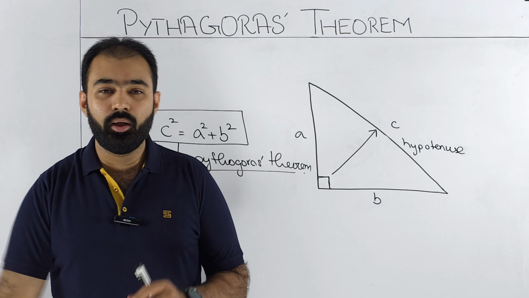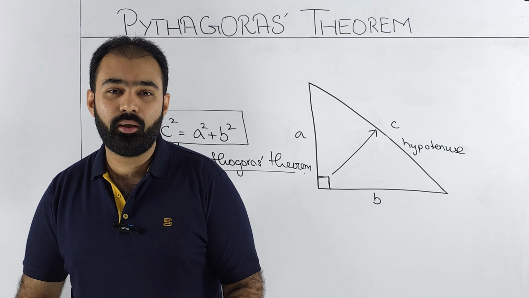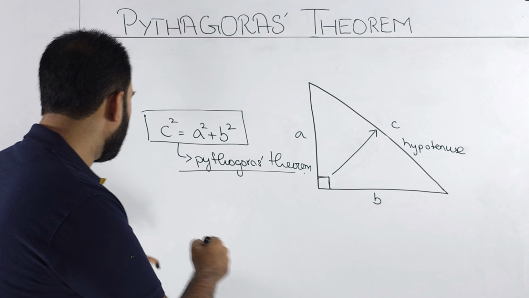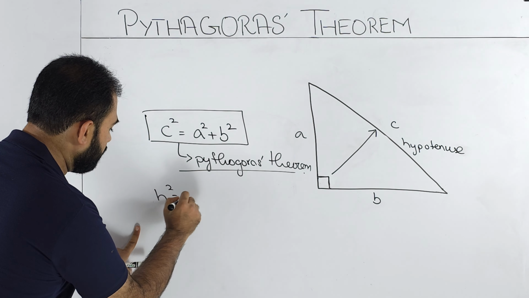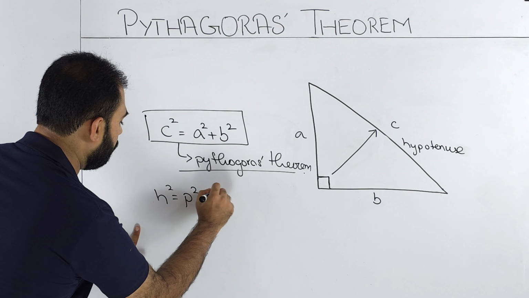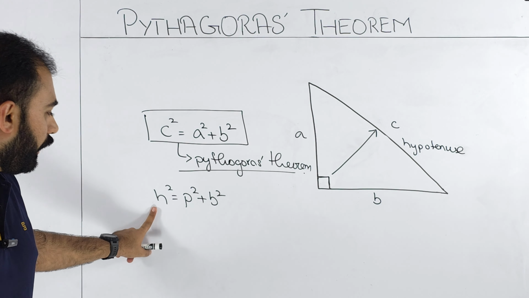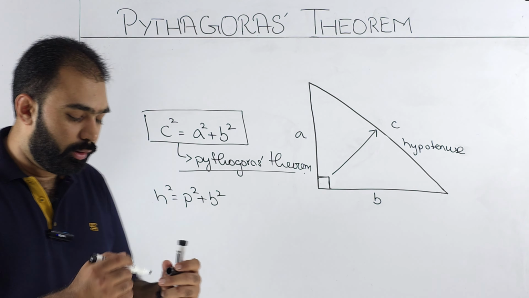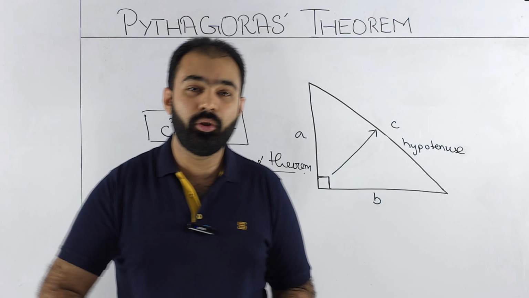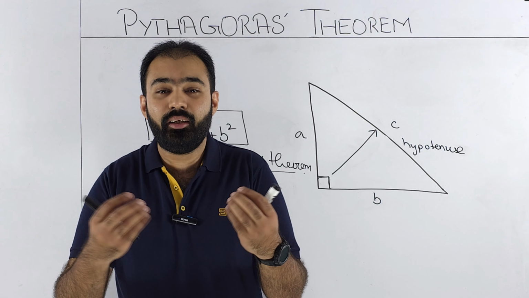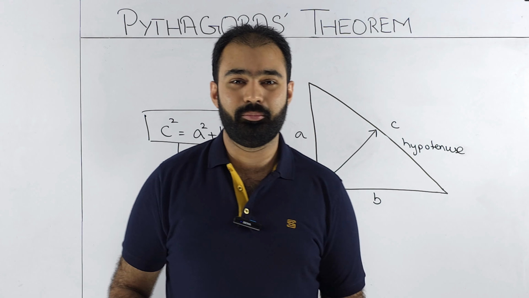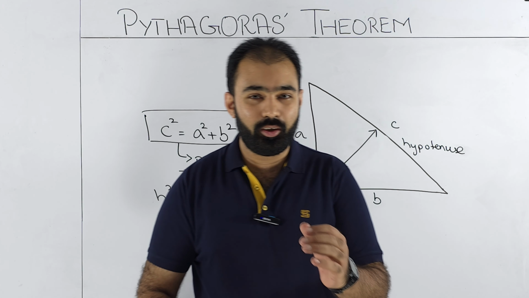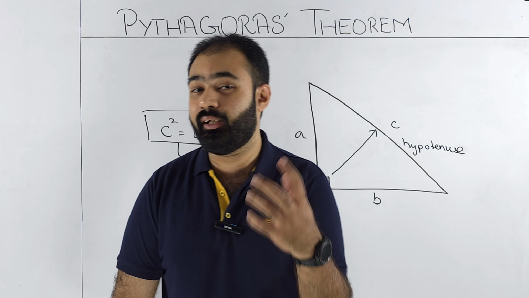Now, at many places you may have seen this formula written in a different way, and we always say h square is equal to p square plus b square. Hypotenuse square is equal to perpendicular square plus base square, sorry, not b square, base square. Now, this is a widely used error and it is also a widely accepted error, which means it is an error but it is widely accepted.